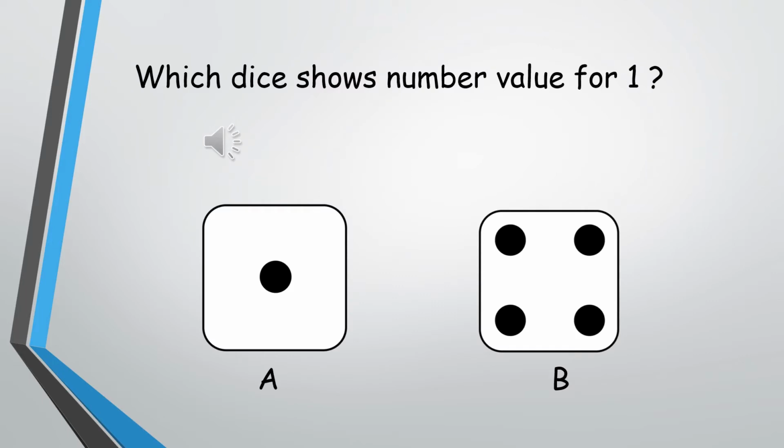Children, can you tell me which dice shows number value for 1? Good job. It's A dice because it has one dot on it. It shows number 1.